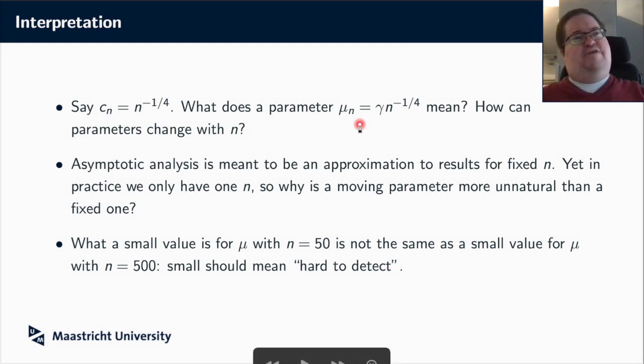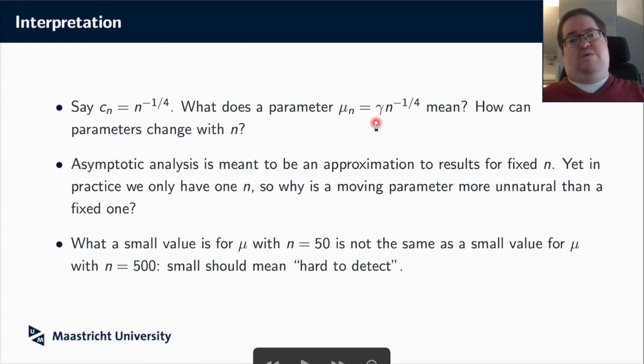If you think about the data generating process for your economic model, then you don't think that the effect of your variables, so your beta coefficients, would change if you gather more observations, if your sample size becomes larger. So this is a very unnatural way to think about parameters, to think about parameters being functions of sample sizes.